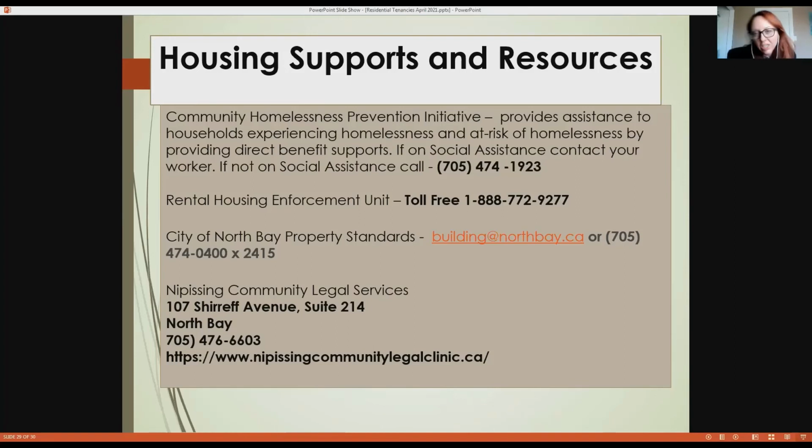Okay, so we have a question here. Are municipalities allowed to impose their own requirements or restrictions on landlords or tenants?